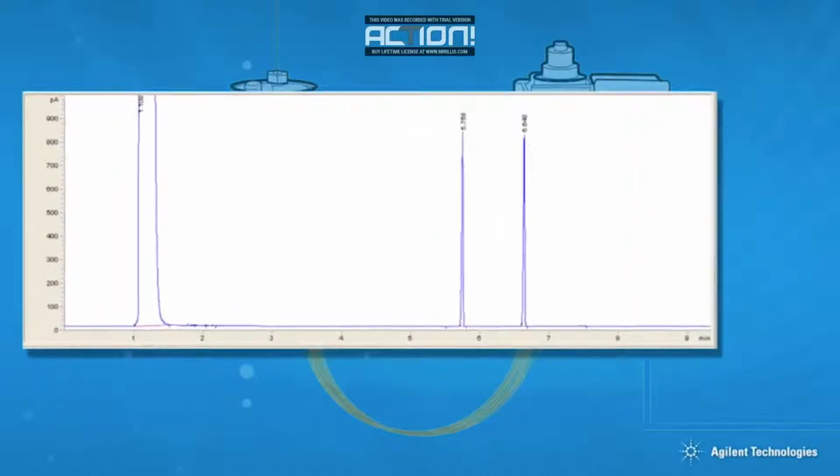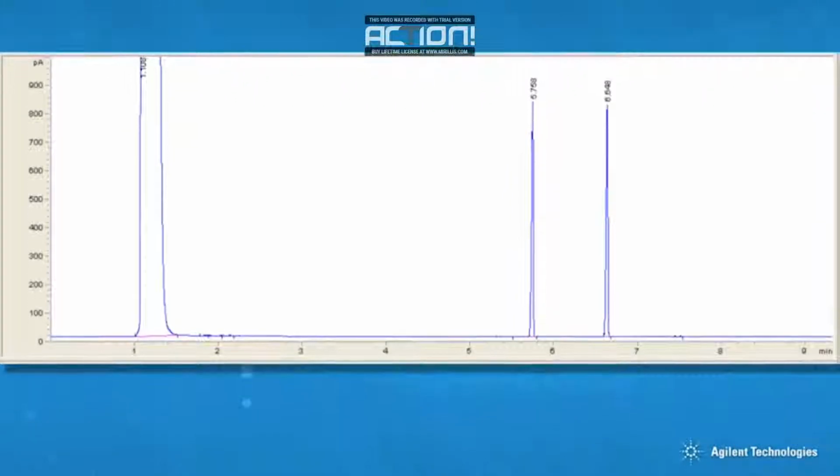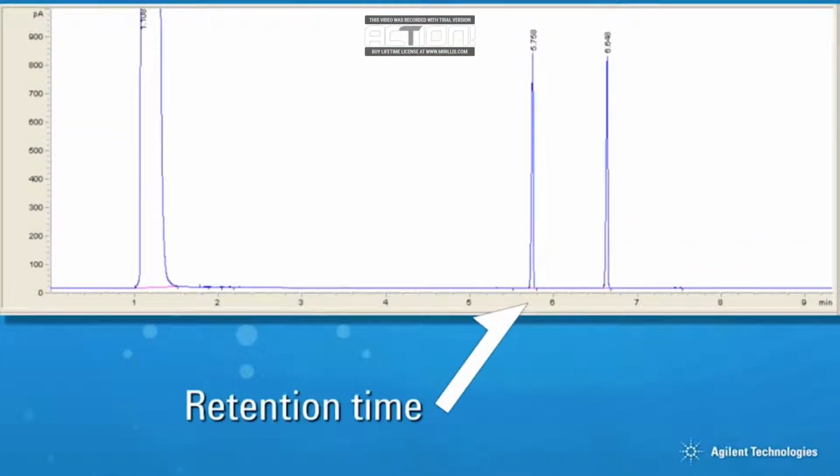The chromatogram, which is the graphical representation of the sample elution and response, is complete. Each peak is identified by the specific time that it leaves the column and passes through the detector. This is called the retention time.